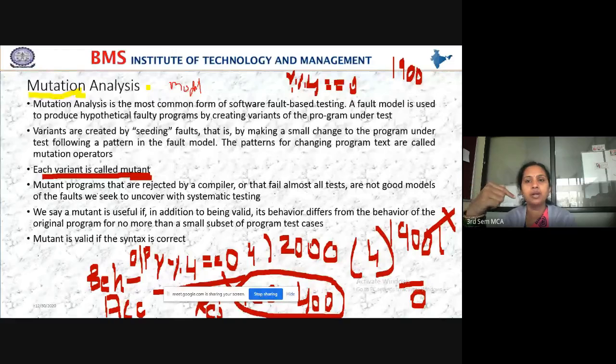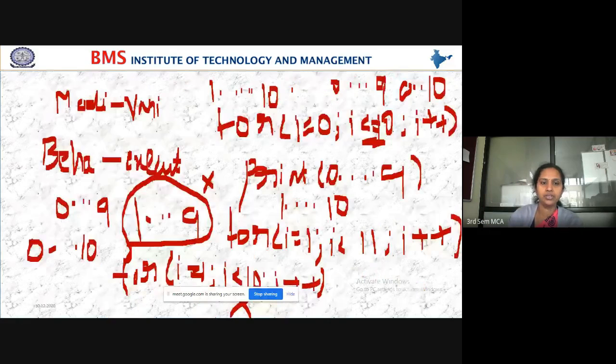If I divide the year by 3, then it will affect the output of the program, and then this mutation will be rejected. Understood, students? So this mutation will be rejected.